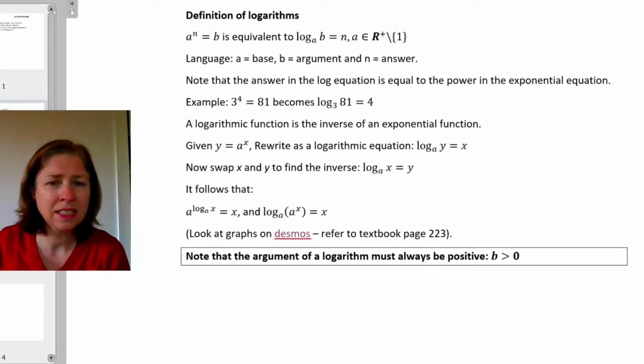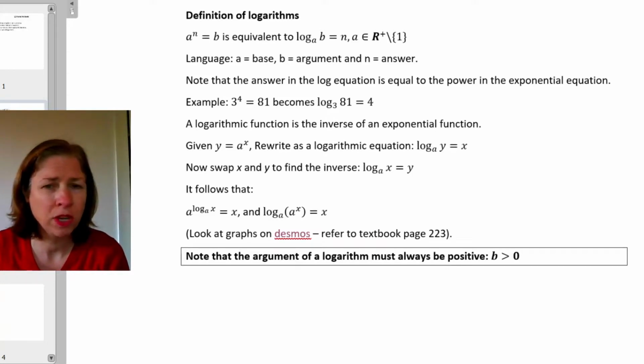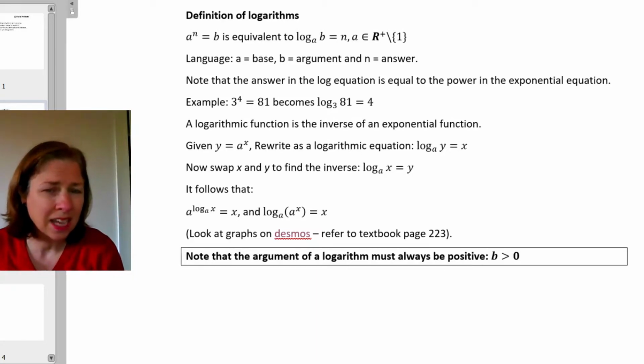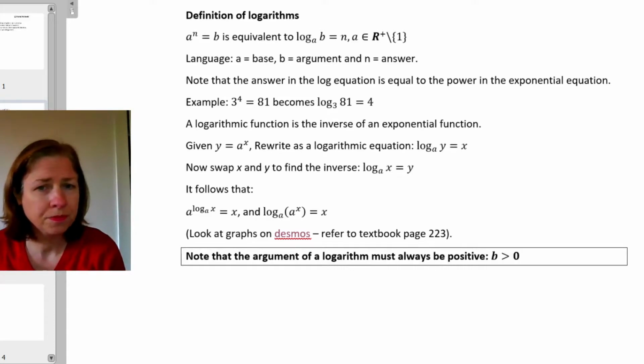In this next example, 3 to the power of 4 equals 81. When I've got log base 3 of 81, that's asking me: 3 to the power of what is going to give me 81? And the answer is 4.